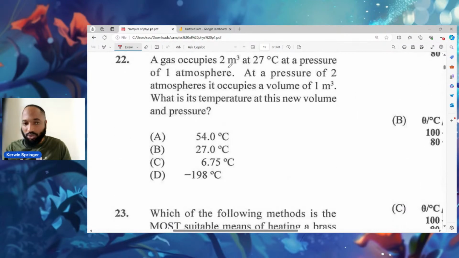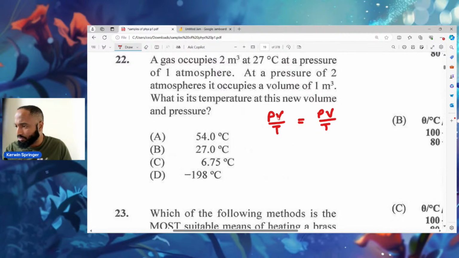A gas occupies 2 cubic meters at 27 degrees Celsius at a pressure of 1 atmosphere. At a pressure of 2 atmospheres, it occupies a volume of 1 cubic meter. What is the temperature at this new volume? This one has some wickedness. So PV over T must be equal to PV over T here.